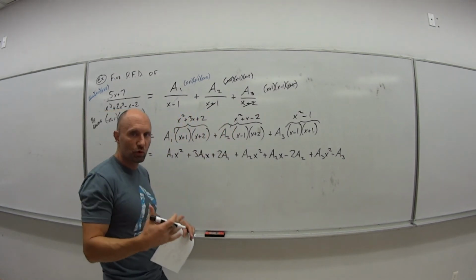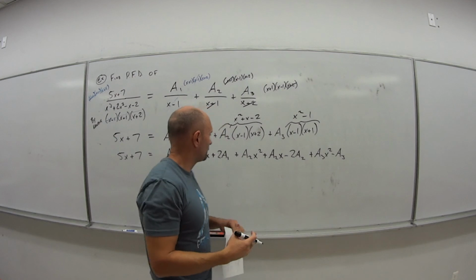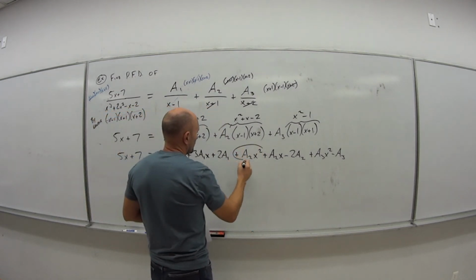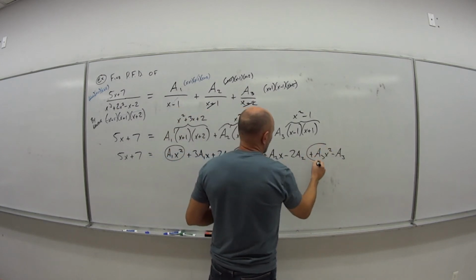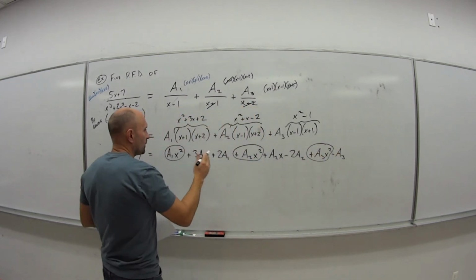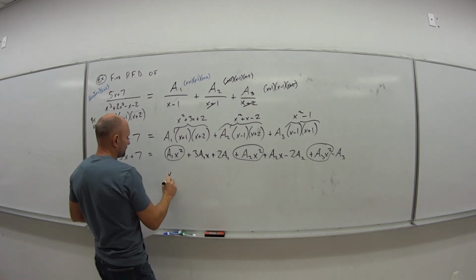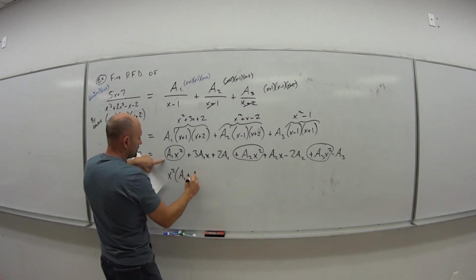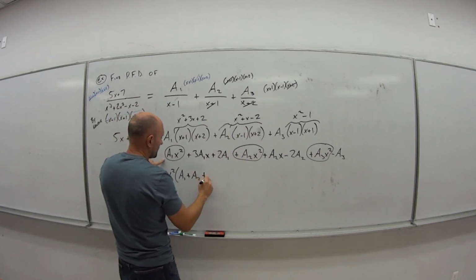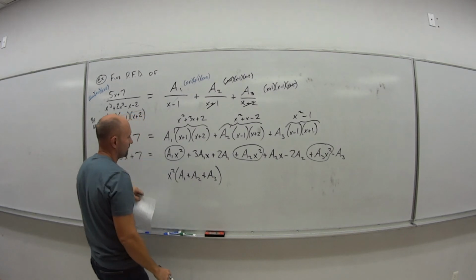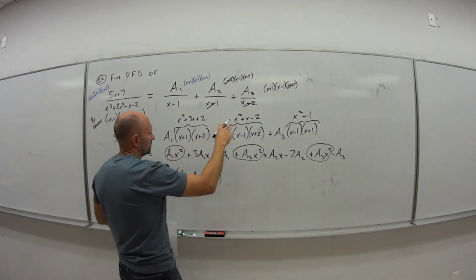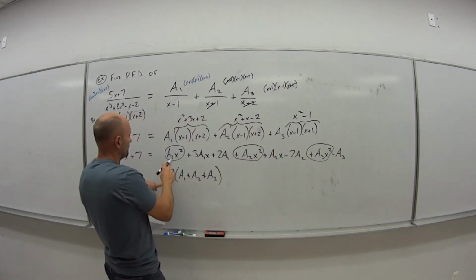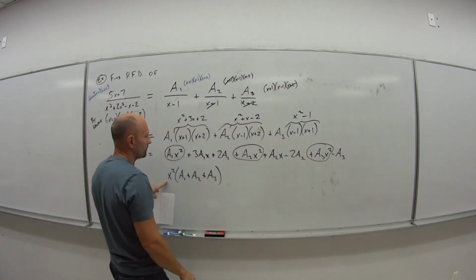So now I want to group all of my like terms. I have an x squared here, an x squared here, and an x squared here. With those three pieces, if I factor out an x squared, I get a1 plus a2 plus a3. So again, it's a1x squared plus a2x squared plus a3x squared. Factor an x squared out of those pieces, and I'm left with a1, a2, a3.